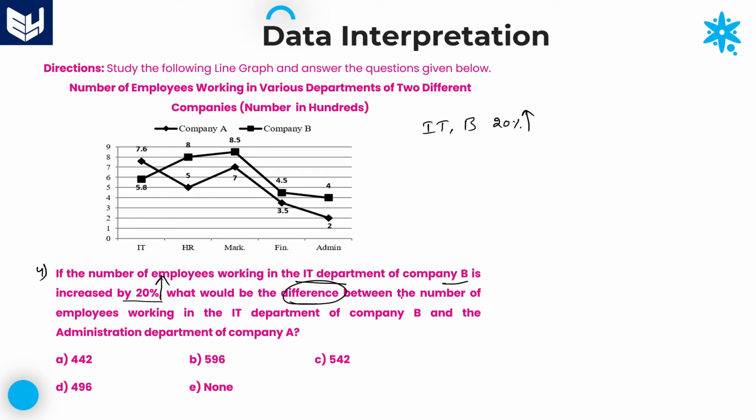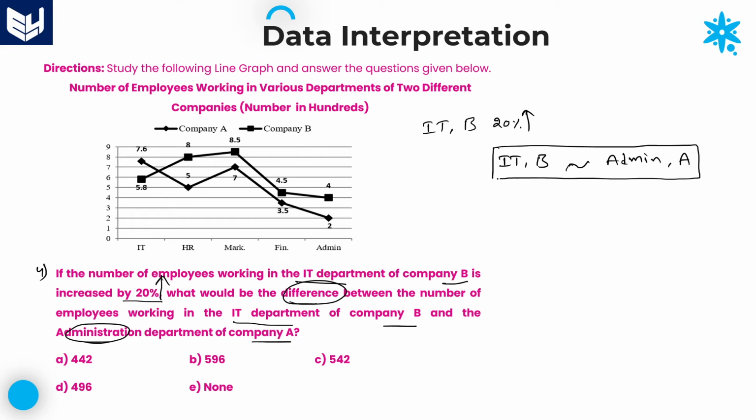Difference between which values? The number of employees working in the IT department of company B, and then the administration department of company A. You need to calculate the difference between these two values after incrementing the value of the IT department from company B.